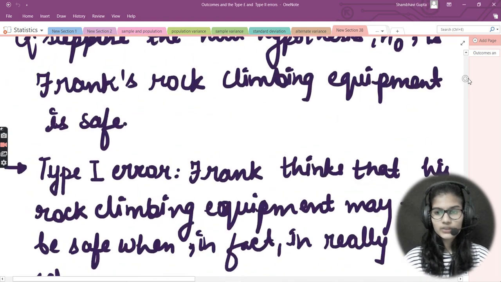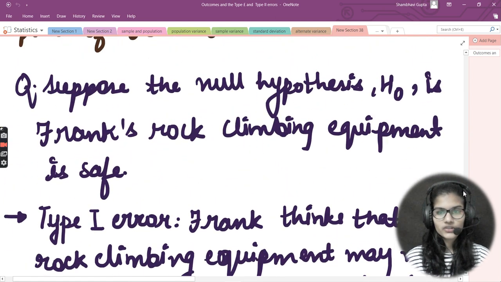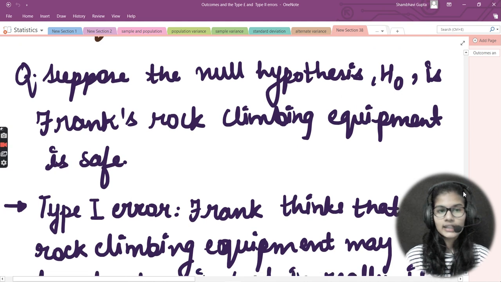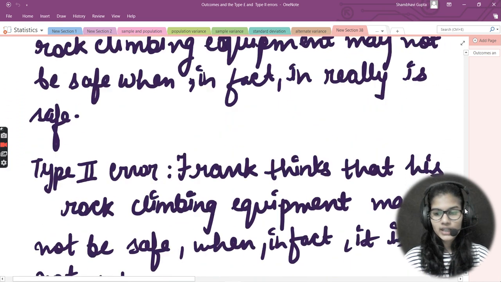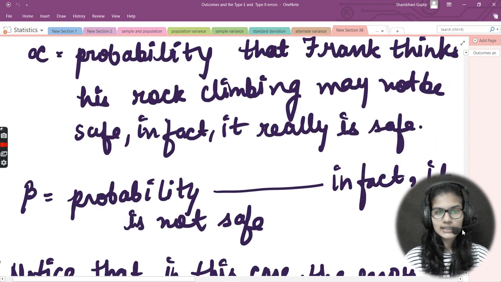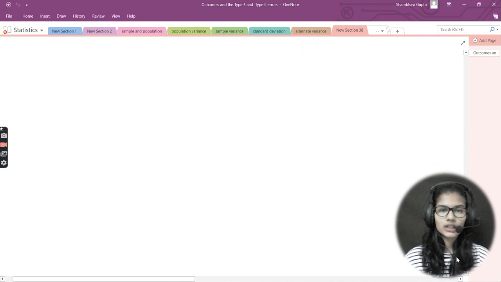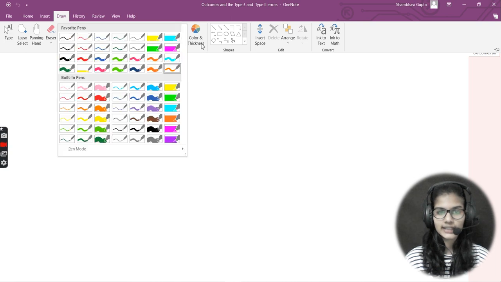Let me go above once and show you the question that we discussed yesterday in the previous video. The null hypothesis H naught was that Frank's rock climbing equipment is safe. In that we took the type 1 and the type 2 errors and the probabilities as well, alpha and beta, and at last we wrote out a conclusion. These were the things that we had taken.